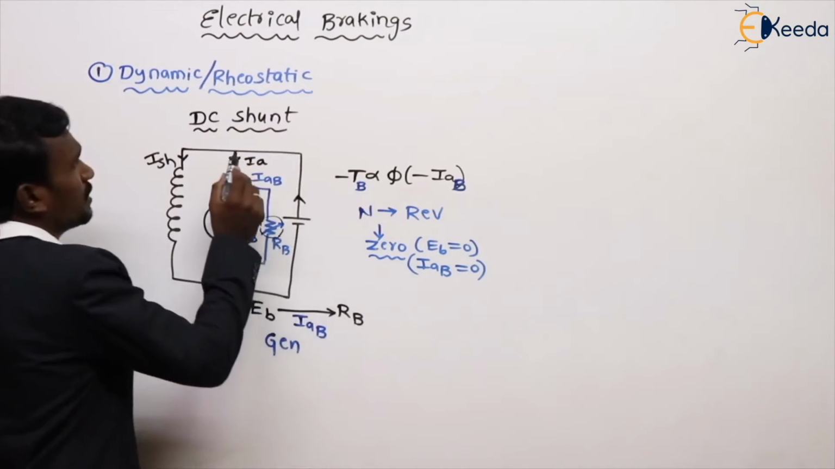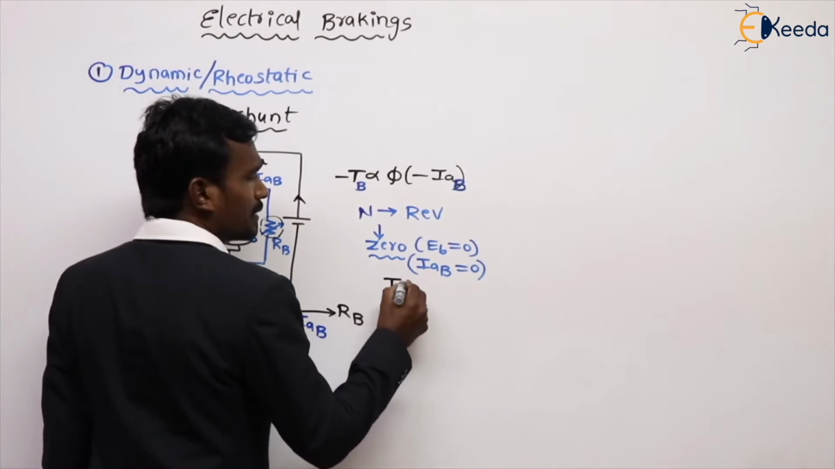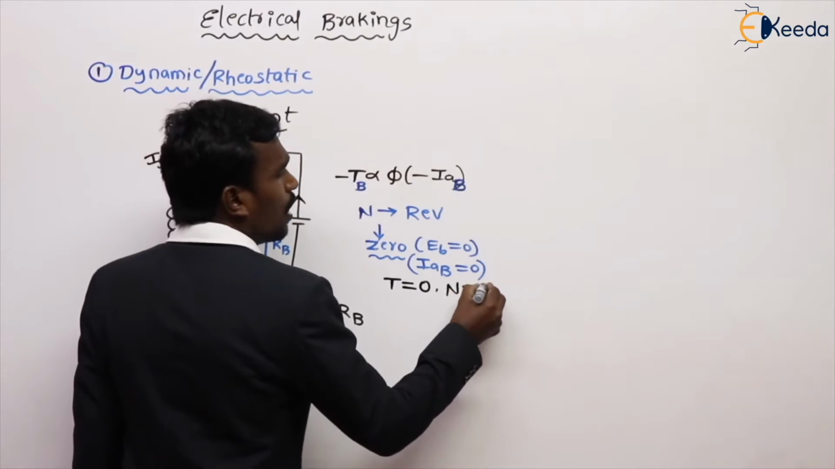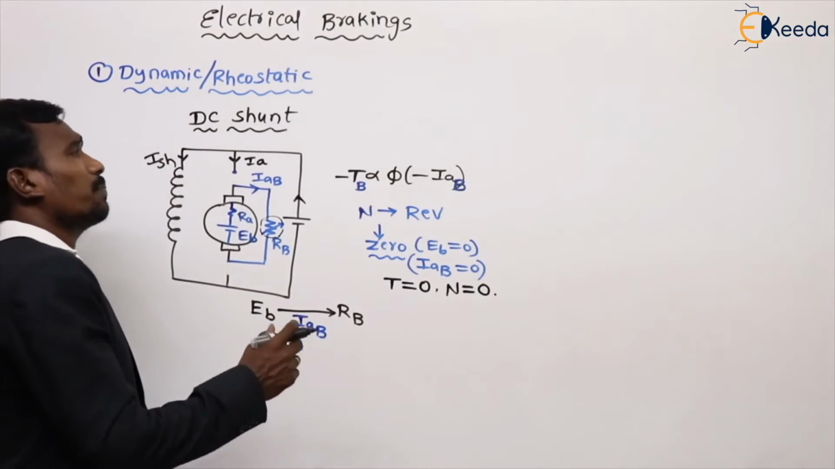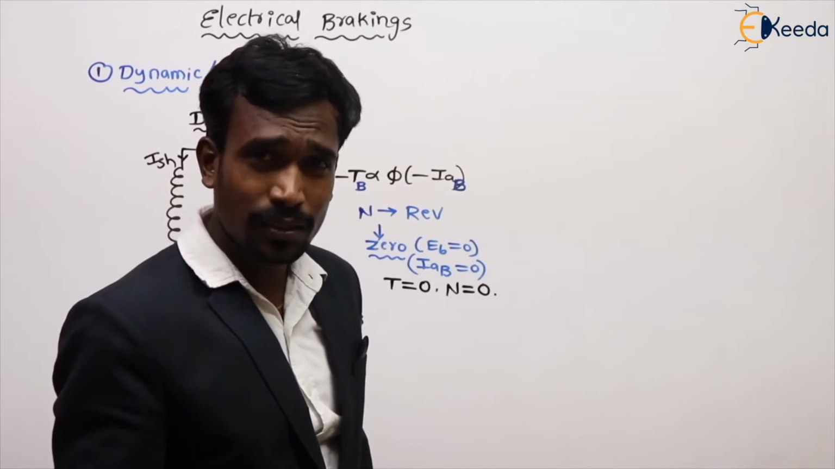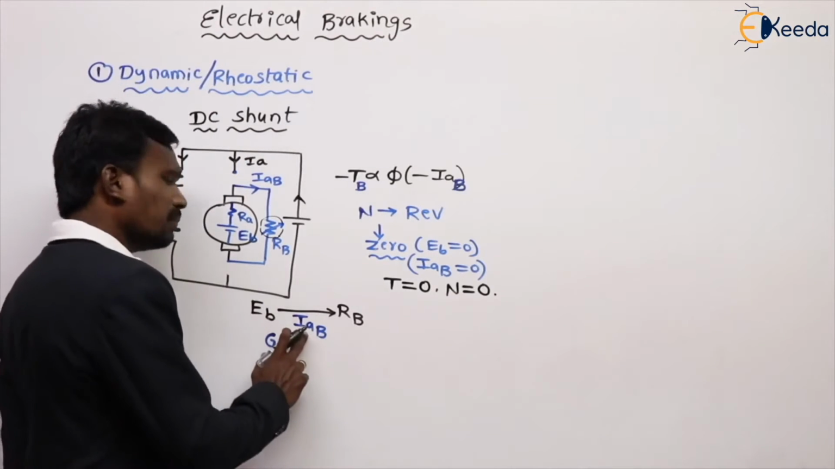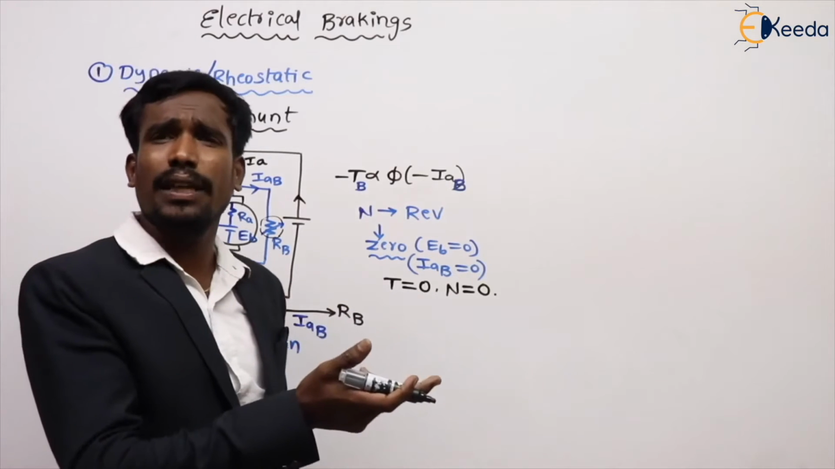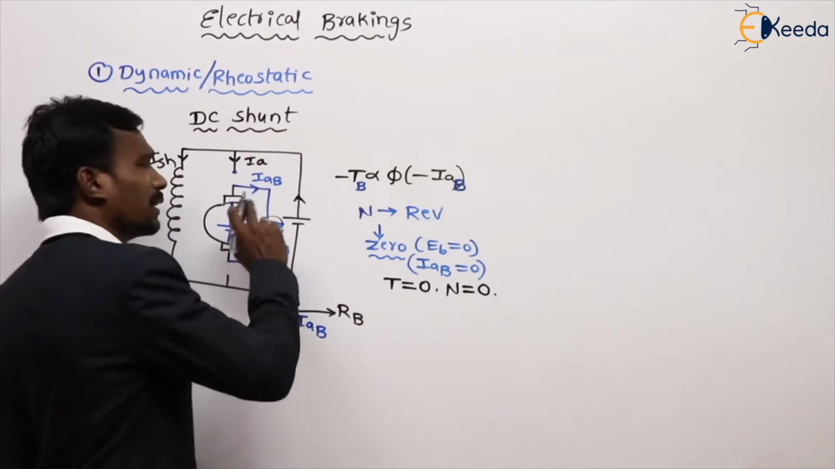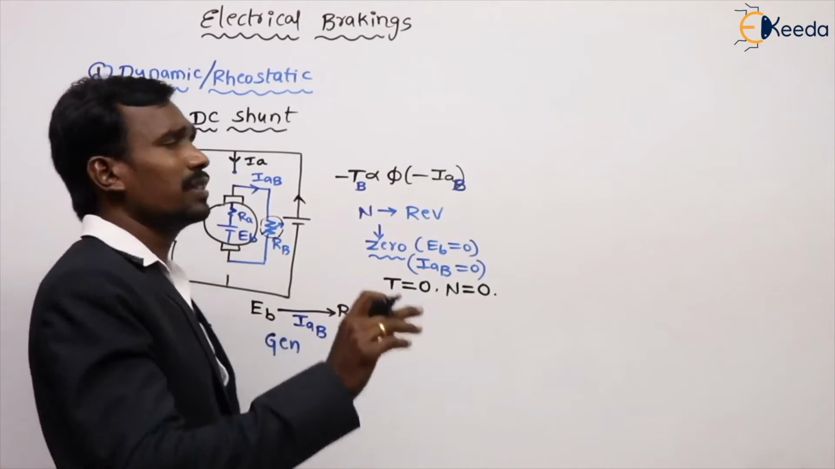This is the dynamic braking. When our IAB equals 0, then our torque equals 0. When the torque equals 0 and the speed equals 0, this is the process in dynamic braking or rheostatic braking. Are you getting it or not? Here the motor acts as a generator and the current flows from EB to RB. The braking armature current flows in the reverse direction, then the torque reverses and the speed reverses, then it goes to 0 when IAB equals 0.